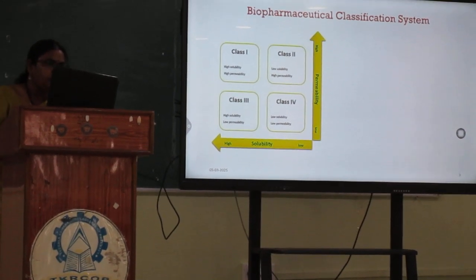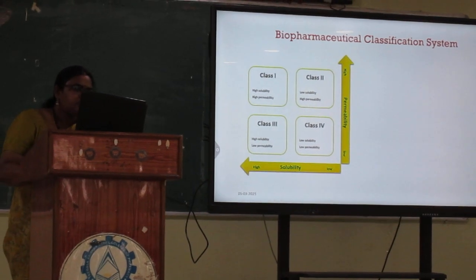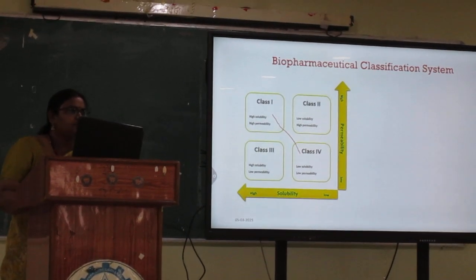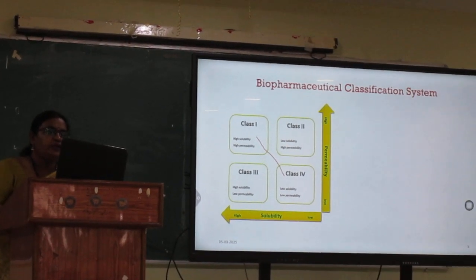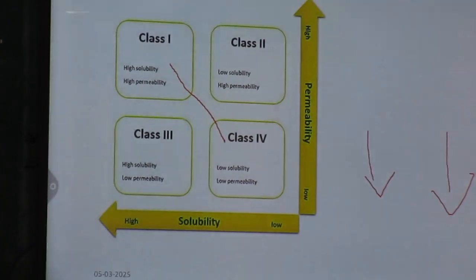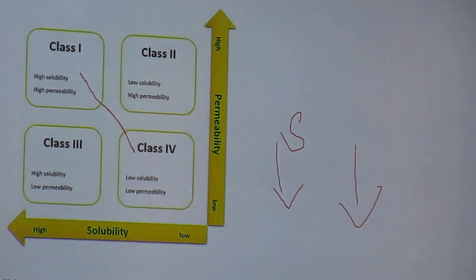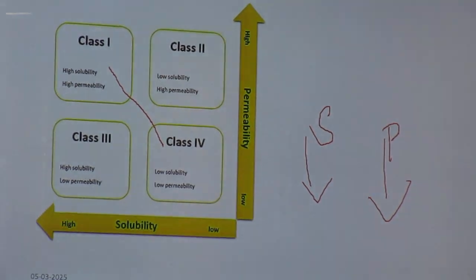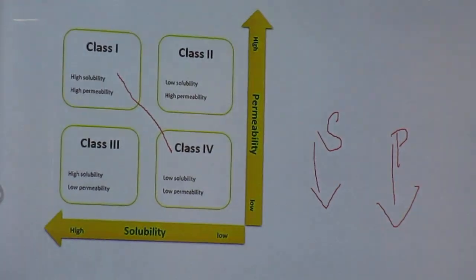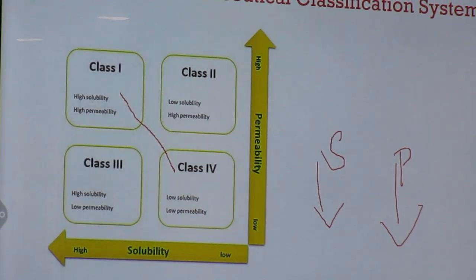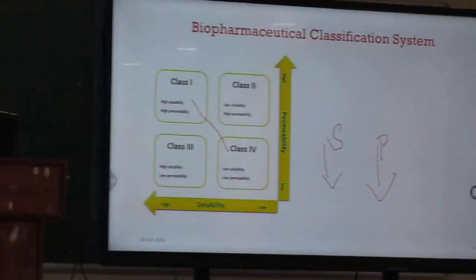Now how do you remember class 2, class 3, class 4? Exactly opposite of class 1 is class 4. Where solubility is very less, permeability is also very less. This is solubility and this is permeability, also very less. So exactly the opposite of class 1 is class 4. No solubility, no permeability. Now what is class 2?